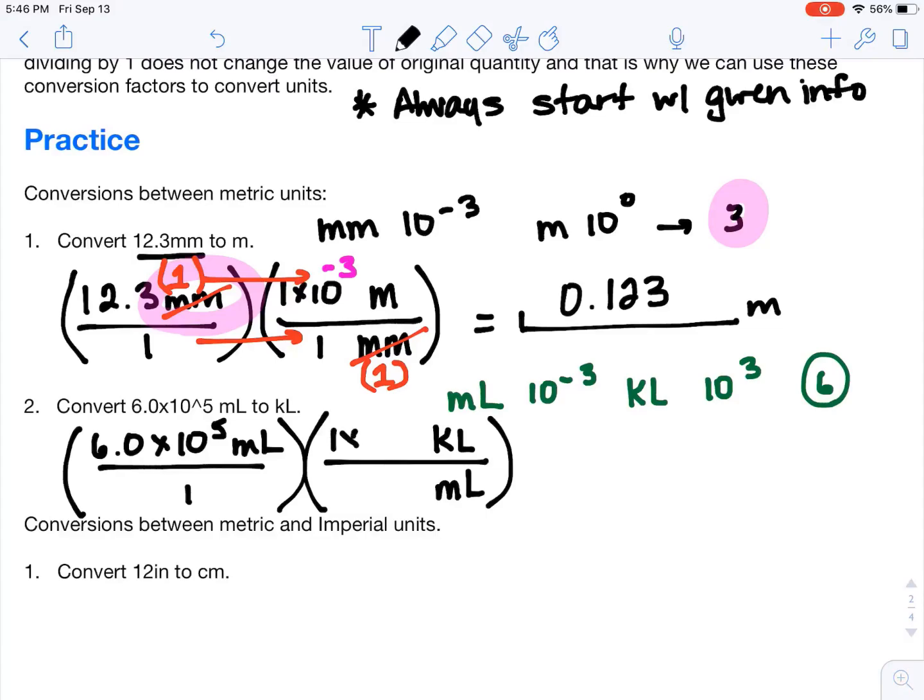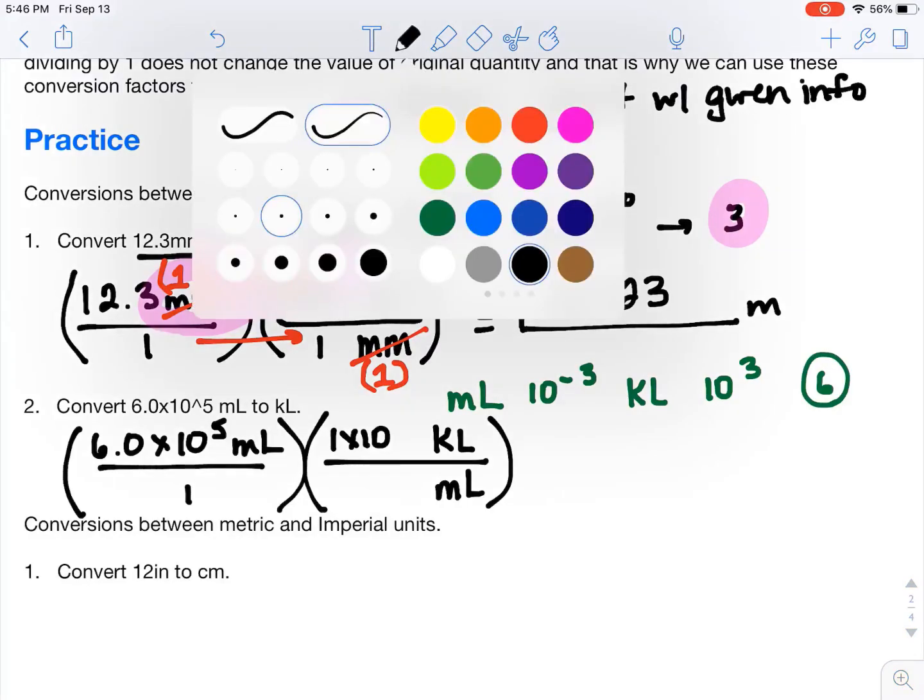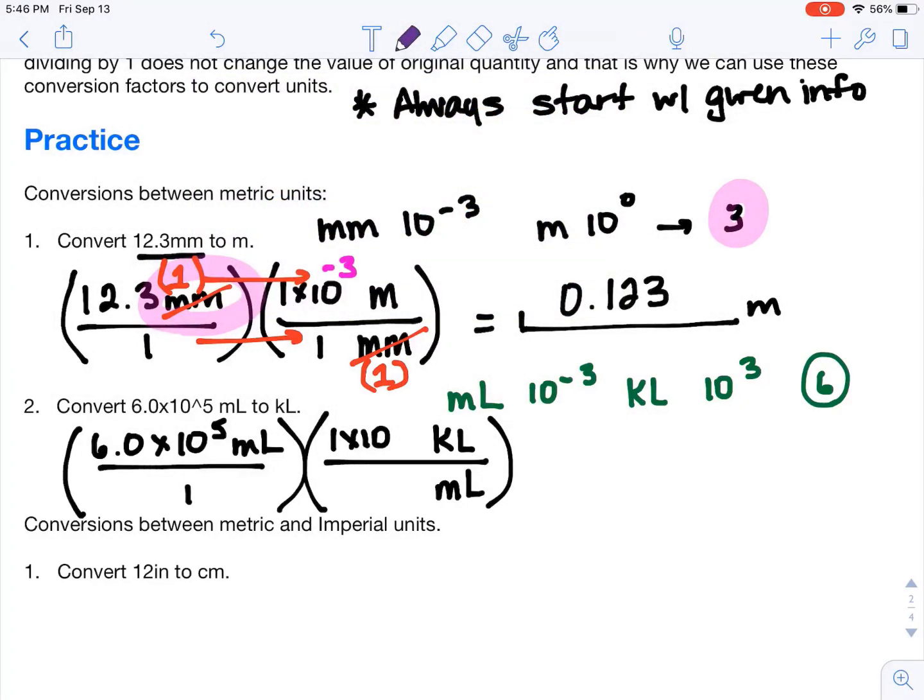I do my 1 times 10 to some power in the numerator. You can do it however you want. This is going to be to the 6th, and we're going to evaluate whether we need to the 6 or the minus 6 in a minute. And this is going to be 1. Then we're going to do the same thing.